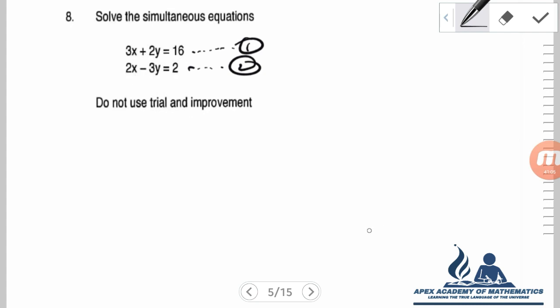Okay, so what number do I choose to multiply equation 1 by and equation 2 by? A lot of students have a lot of problems with this. They just choose a random number, or sometimes they get really confused and do not know what to do.